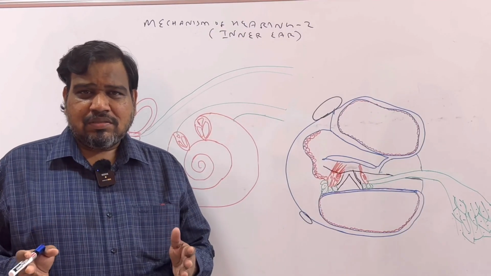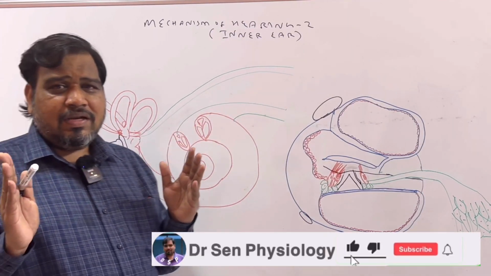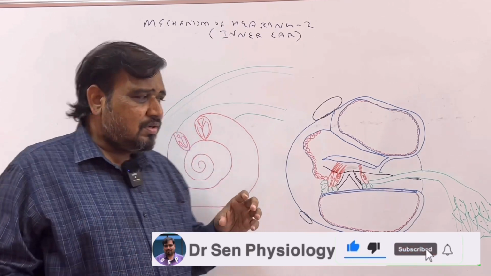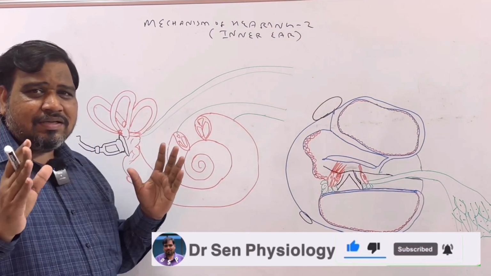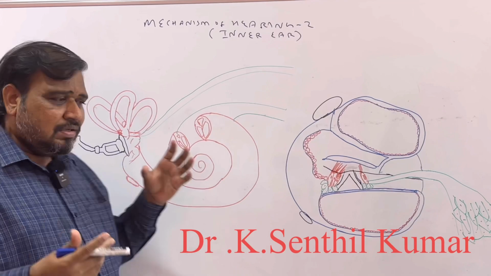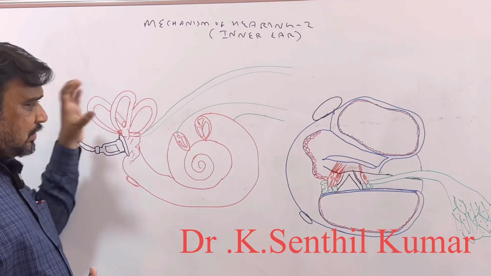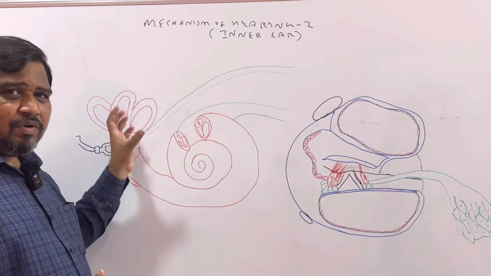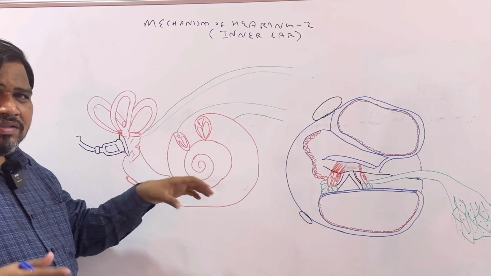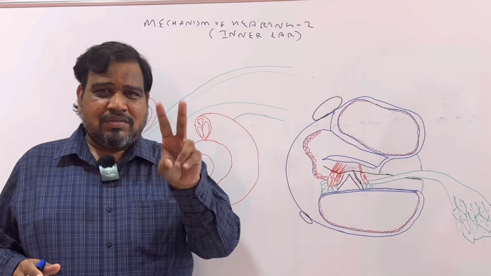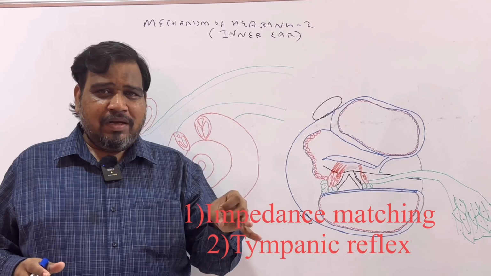Good morning students. In the previous video, mechanism of hearing part 1, we discussed how the middle ear acts as a sound amplifier. Whatever sound comes in, the middle ear amplifies it 22 times before it enters the inner ear. The main things I told you, 2 5-mark topics, were impedance matching and the tympanic reflex.